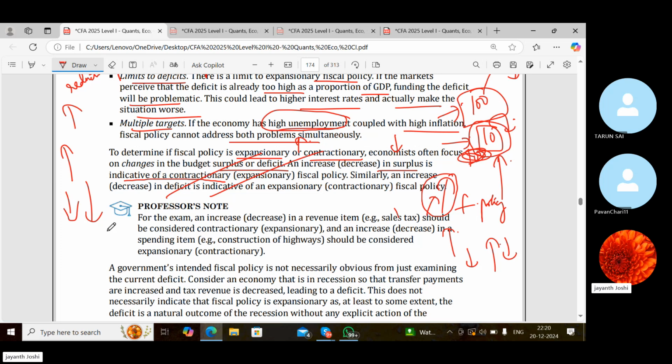I already told you expansionary policy is nothing but reduction in taxes. If there is a decrease in taxes, government will get less money, but the disposable income with the people will be more and they can spend more. That is expansionary policy. And if the taxes are increased, that will definitely increase the surplus. But what will happen? I will tell.